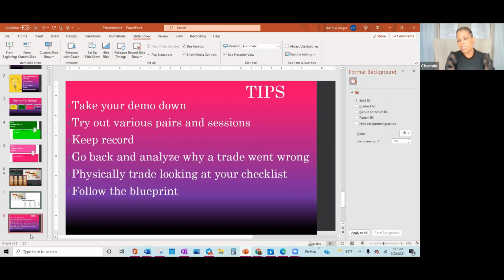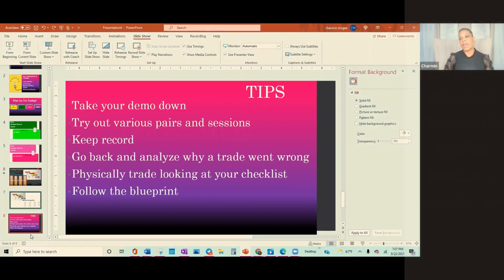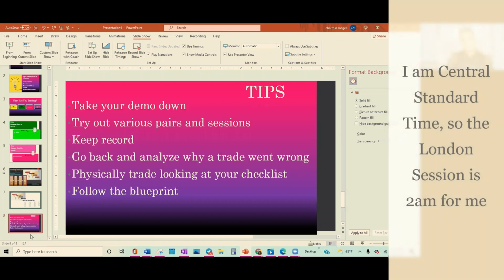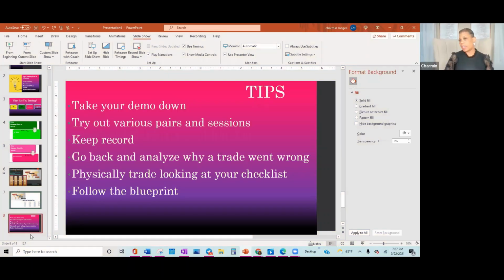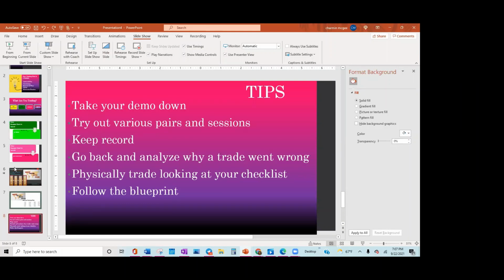Try out different sessions. Don't fool yourself. I am not a 2 a.m. kind of girl. And I fooled myself into thinking that I was going to be a London trader. I was like, yeah, I'm going to get up. That's when that market's moving. People making money. Boom. I was at my computer like this. Woke up and don't know what happened. So be true to yourself.